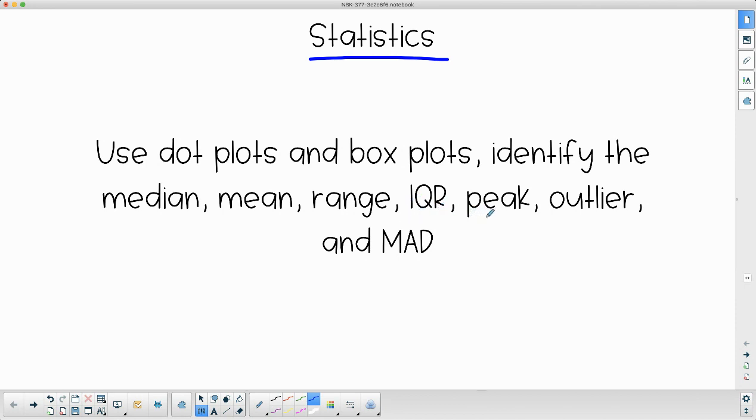The peak is the number that has the most data. The outlier is the number that is far away from all the others. It doesn't really fit in. And we're also going to be solving for the mean absolute deviation.